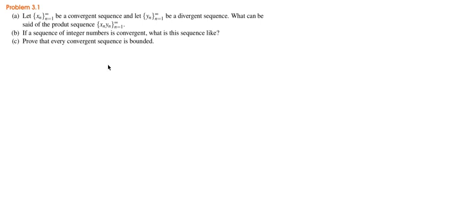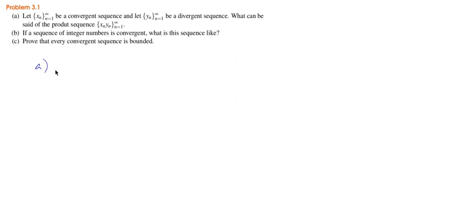3.1, so the first one in the unit of sequences. So in A, let x sub n be a convergent sequence, so that means it has a limit, and let y sub n be a divergent sequence. What can be said of the product sequence x sub n, y sub n? So let's start with this one, A. Well, what do you think?